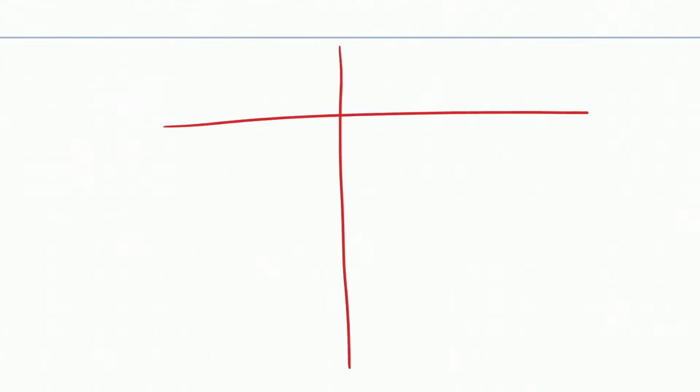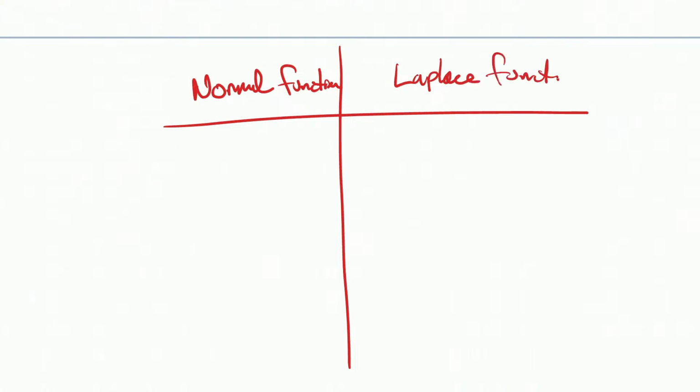this is our normal functions, and this is the Laplace function. So this is our first table. E to the t is our normal function, 1 over s minus 1. That's in Narnia. That's what the function would look like. So, a different way of measuring time.